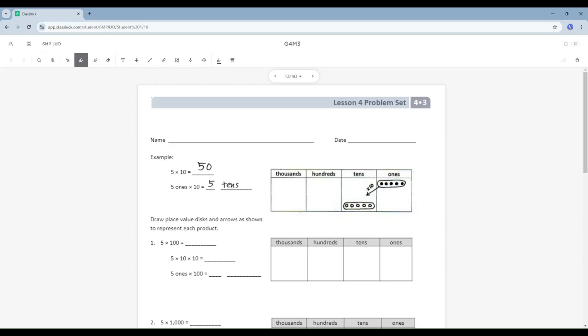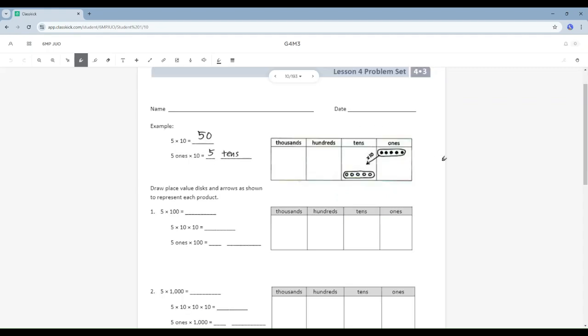Hey everybody, welcome in. Today we're going to be taking a look at Grade 4, Module 3, Lesson 4 problem set from Eureka Math and Engage New York. And in this lesson, what we want to do is we want students to be able to interpret and represent patterns when multiplying by tens, hundreds, and thousands, both in arrays and numerically.